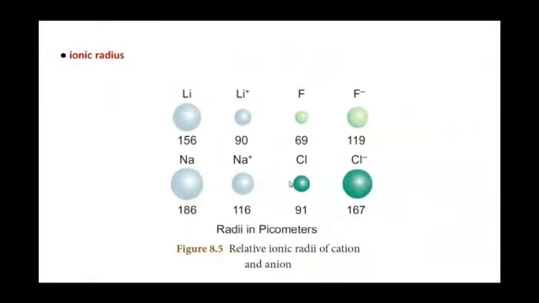Here, the atomic radius of lithium is 156 and the atomic radius of lithium ion is 90. As it is cation, the size of Li+ is smaller than that of lithium atom. The atomic radius of fluorine ion is 119 and the atomic radius of fluorine is 69. As it is anion, the size of F- is larger than that of fluorine atom.